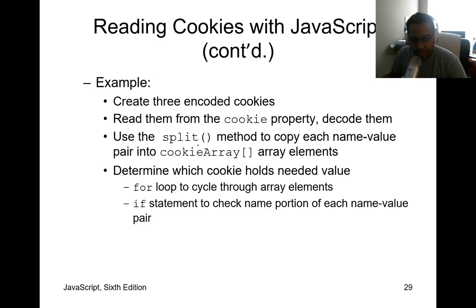And this is an example that they're using. They create 3 encoded cookies. They then read them with the cookie property and decode them. They then split them to copy each key value pair to the cookie array. And then they use a for loop to loop through the array elements. And if the statement to check the name portion of each name and value pair is true, then they have the value that they want.